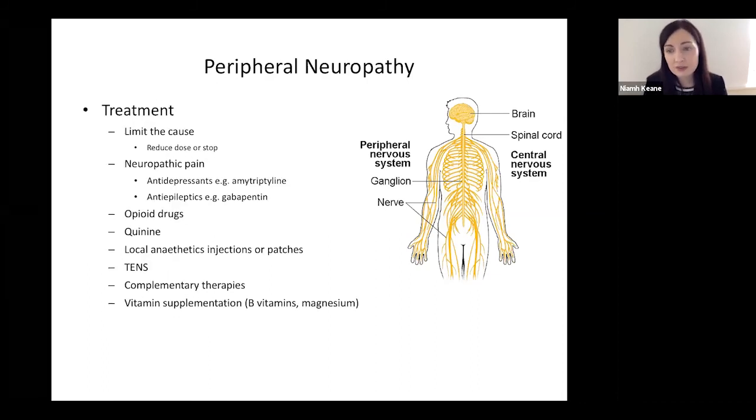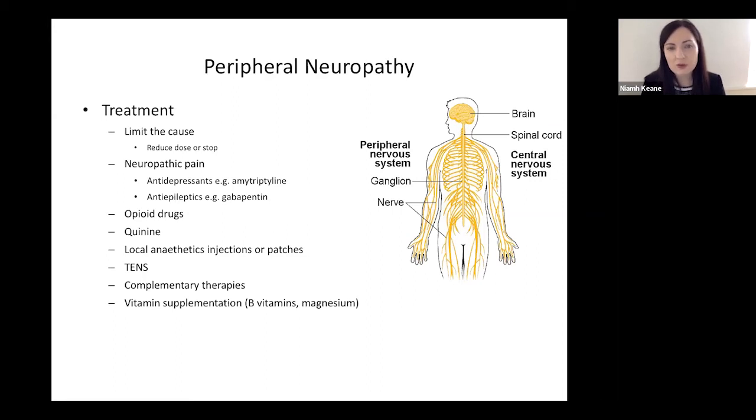The treatment, first of all, is to try and limit the cause. So, for example, if the cause was related to Velcade administration, we can reduce the dose or stop it depending on how severe the peripheral neuropathy is. Even if we've done that and the patient still has neuropathic pain or this kind of burning nerve type pain, we do have a number of drugs we can use, including antidepressants like amitriptyline, which wouldn't be used at the dose that is typically used for depression, but at a much lower dose, which tends to be effective for this type of pain, or antiepileptics like gabapentin or pregabalin. Others can sometimes use opioid drugs or quinine for cramps.